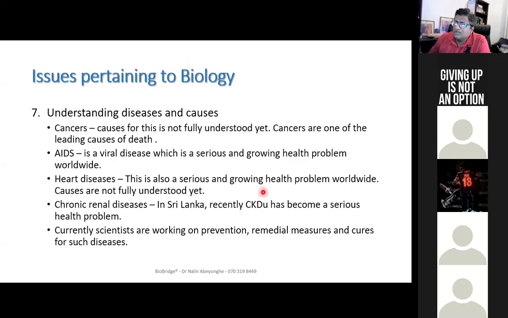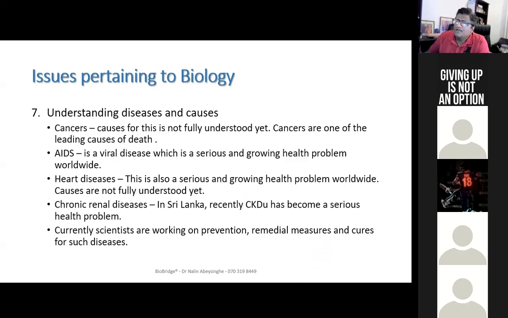CKDu is unknown, right? So it's a serious health problem. Still, there were various assumptions, various suggestions as to the cause, but still a definitive cause has not been confirmed, right? Now, currently, scientists are working on prevention and remedial measures, that is curing, treating, and cures for such diseases, right?